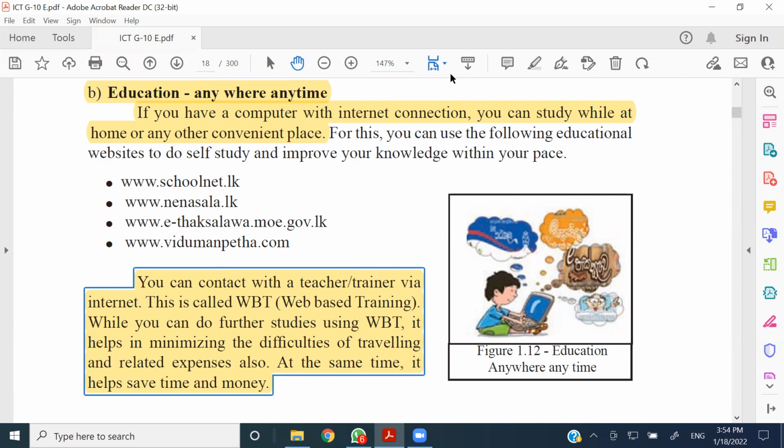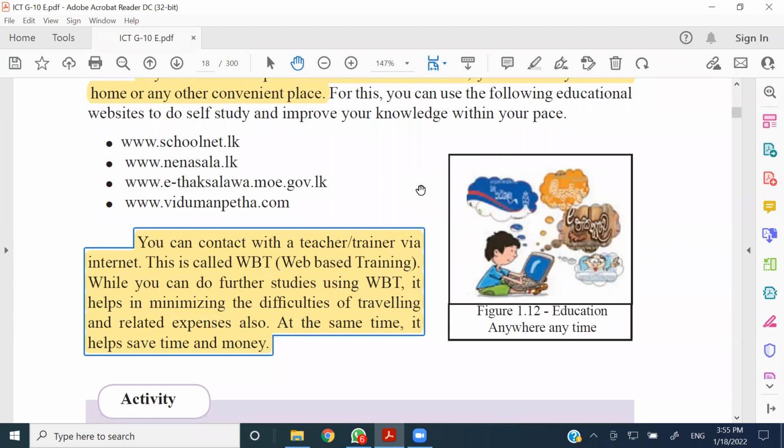So there are ups and downs, but web-based training, which is WBT, is a kind of training which is given online, right? We are not meeting each other physically, but still we are increasing our competency levels, right? So as the last line says, it saves time as well as money, right? The traveling cost and all these things will be saved. Compared to the data cost that you are spending, the traveling cost and especially the time that you spend on traveling will be well saved when we are having something online, right? Okay, so moving forward.